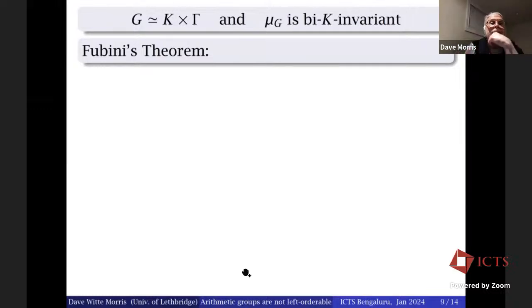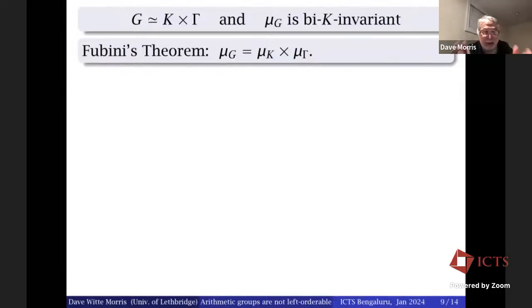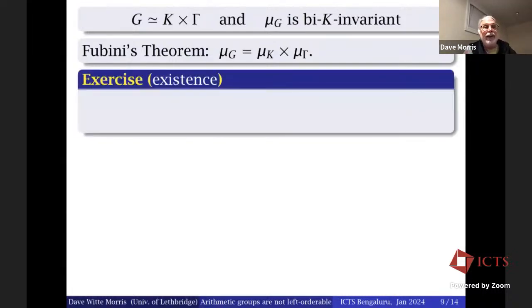Well, by Fubini's theorem, G is a product space. So that means we can write the measure mu G. We can break it up as a product. It's a bunch of measures on gamma integrated across K. But the K invariance is telling us that, in fact, we take the same measure on every slice. So in fact, mu is just a product measure. Since it's K invariant, it's got to be just a product of a measure on K and a measure on gamma. And that makes it easy to construct the extension.